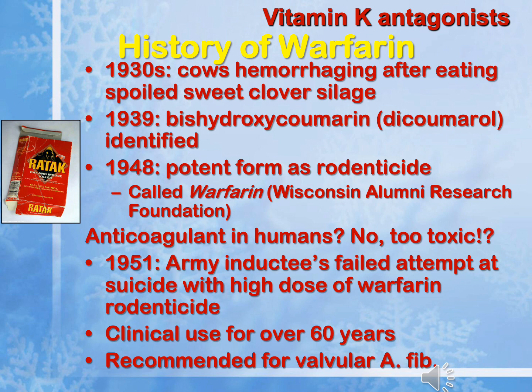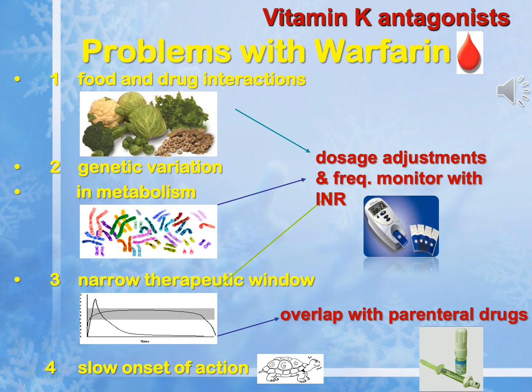This slide shows some interesting history of warfarin, which originated primarily as a rat poison and received its name from the Wisconsin Alumni Research Foundation. The use of warfarin for anticoagulation has some problems with management. There are multiple food and drug interactions, particularly food that contain vitamin K. There is also genetic variation in response as far as the metabolism of the drug is concerned. And there is a narrow therapeutic window and slow onset of action, requiring 2 to 3 days to achieve prolongation of the prothrombin time to 2 to 3.